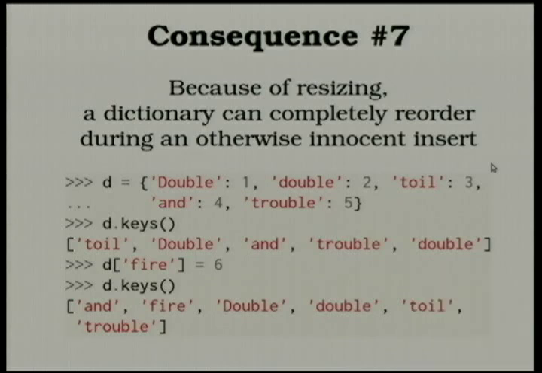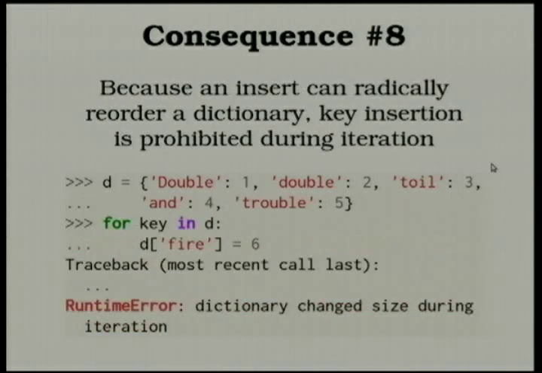We can now draw a 7th observable consequence. Because dictionaries resize aggressively, a dictionary can completely reorder during an otherwise innocent insert. You can have a dictionary whose keys are coming out in an order you've kind of gotten used to, and if you happen to add a key that throws it over that 2/3 threshold, so it's now using higher level bits to choose a completely different order for the keys, the dictionary will just come out in a completely different order.